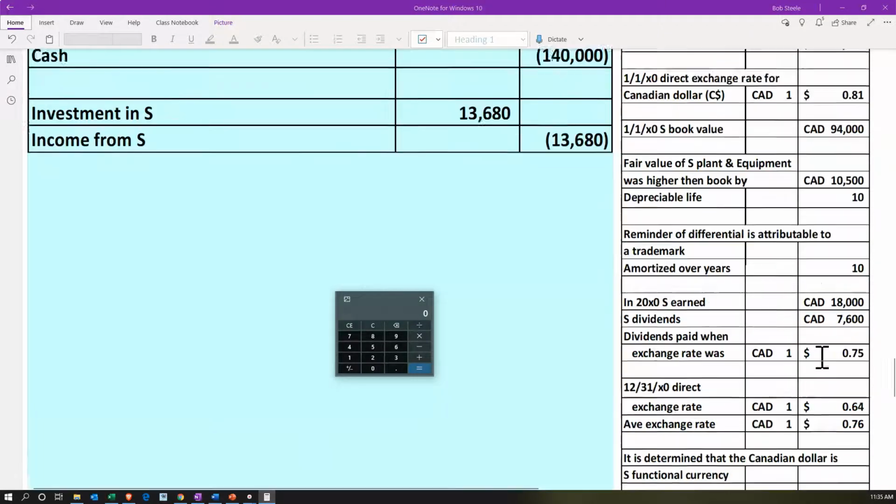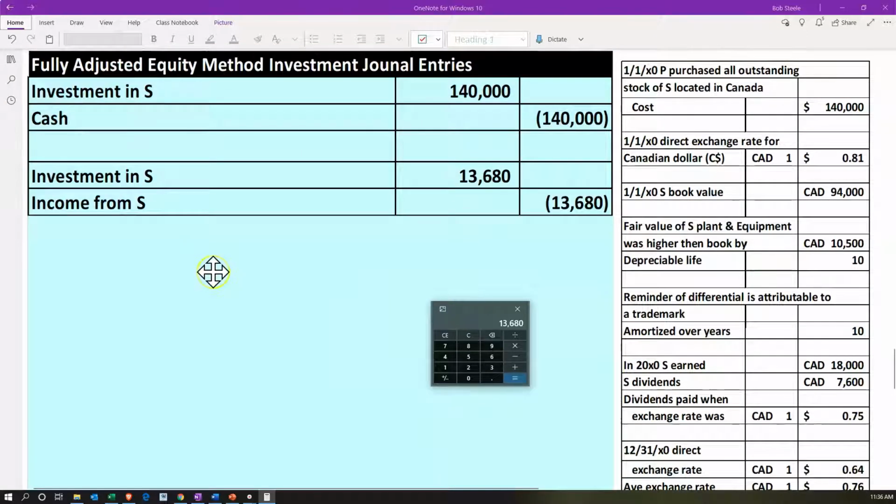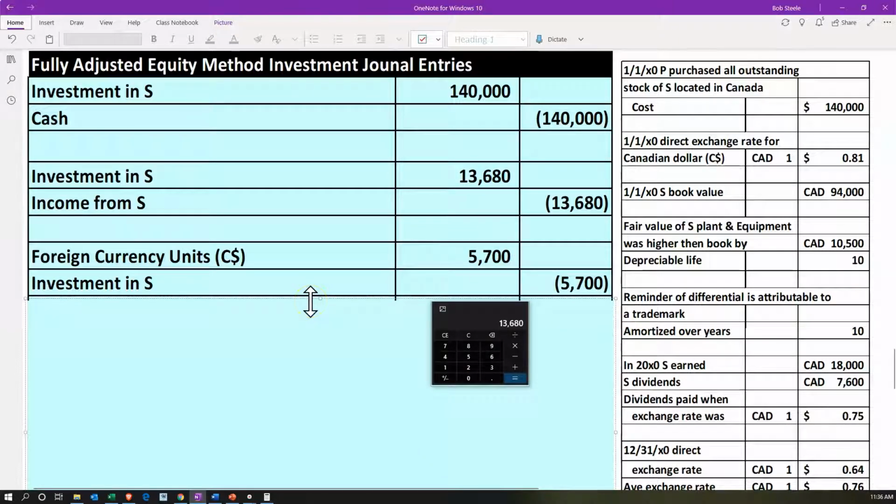So we're going to take that 0.76. We're going to take that 18,000 net income in Canadian dollars times the exchange rate, which is the average exchange rate, 0.76. That's going to give us our 13,680, which we can now record as the investment, increasing the asset and increasing the income side of things.